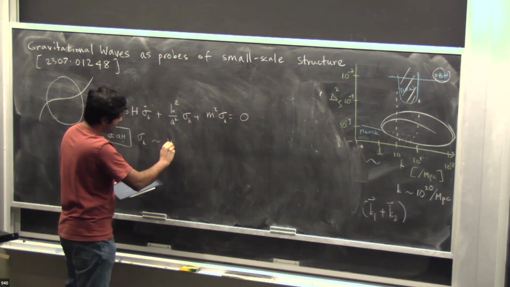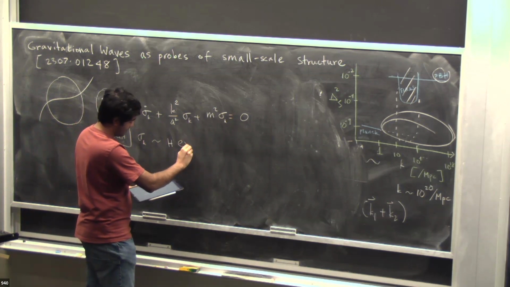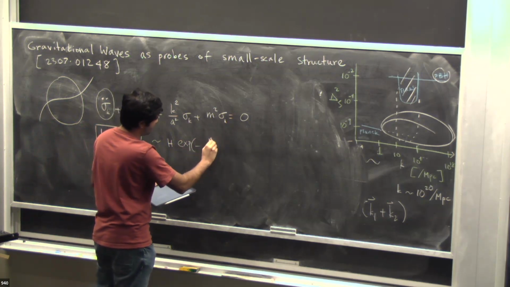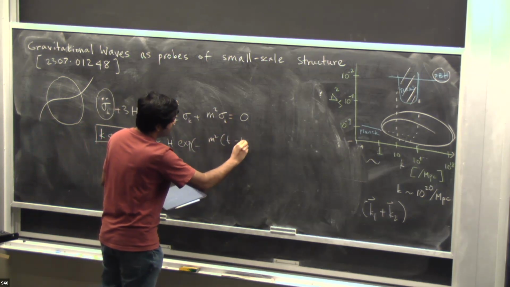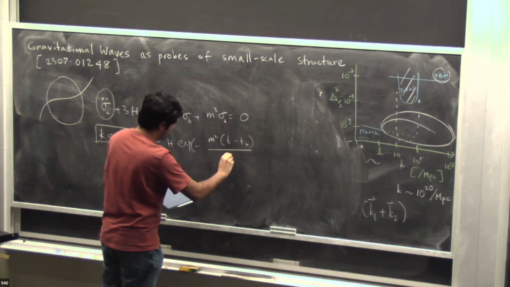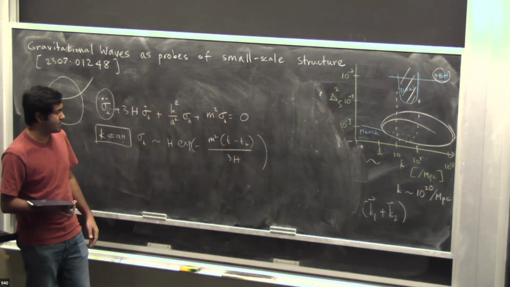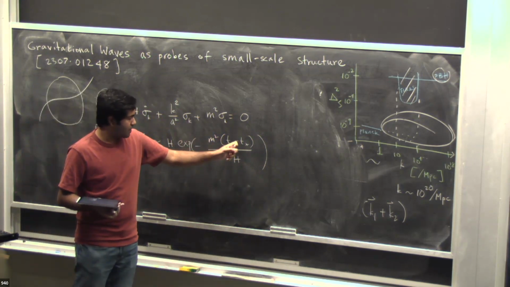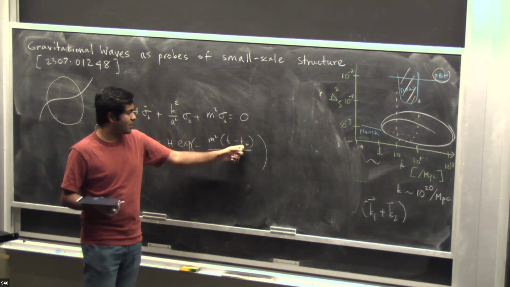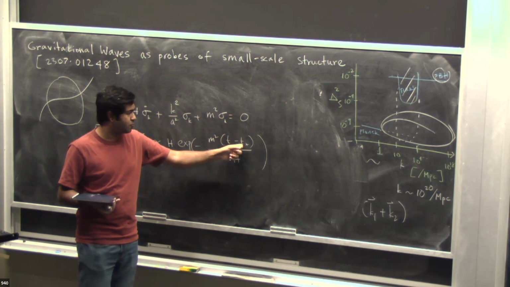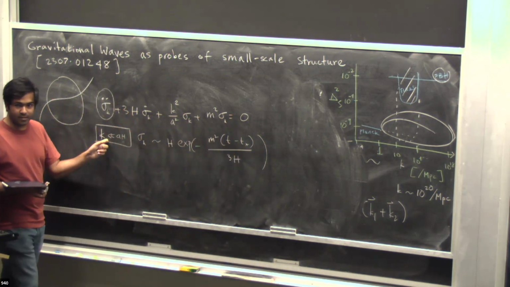You can write sigma_k as exponential of minus m squared (t minus t_star) over 3H. So this is exactly the same solution as that. We have one additional quantity, which is t_star. That basically tells you when this mode exited the horizon.